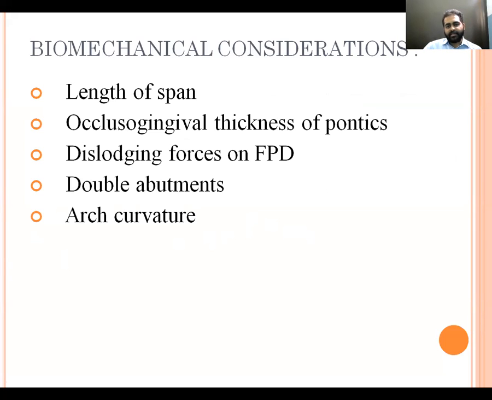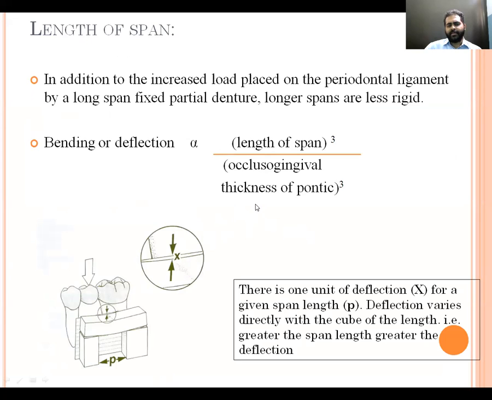The biomechanical considerations include various parts. The first one is the length of the span, occlusion level, thickness of the bonding. So basically, the length of the span and these other factors are very important when we consider the biomechanical considerations for the fixed partial denture. Okay, how is it important?